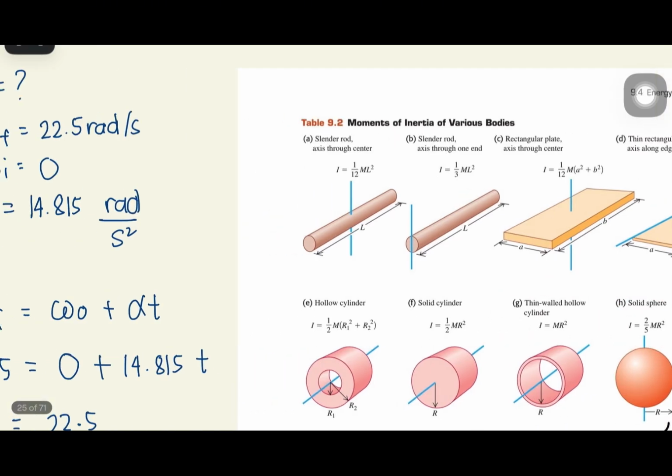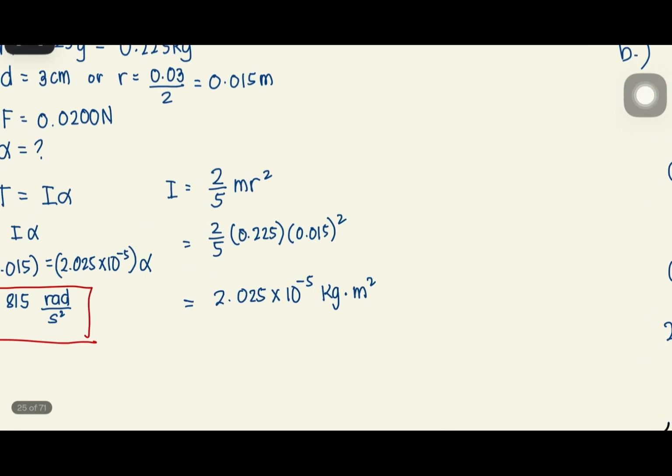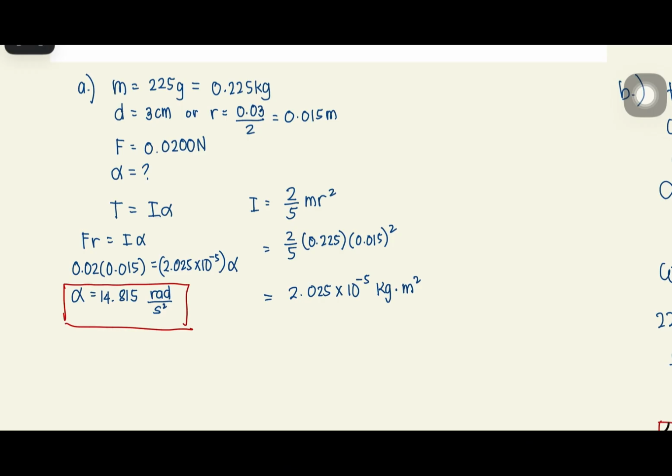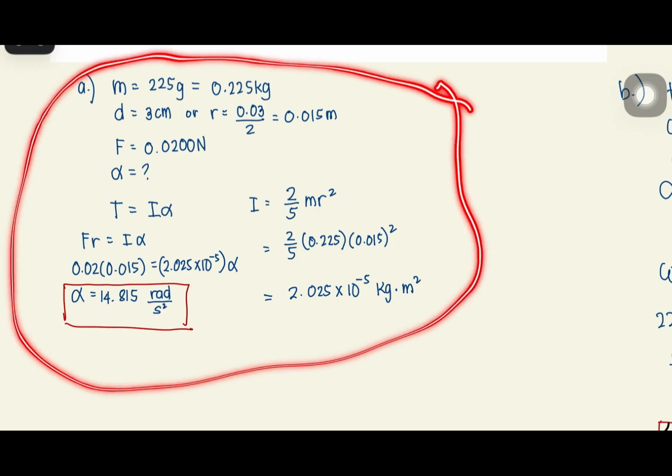2/5 mr squared. So, back to our equation. Ito na yung makukuha nating I. So, substitute nyo lang yung given na mass ng sphere at saka yung radius niya. Yung I is equal to 2.025 times 10 raised to negative 5 kilogram meter squared. Then, substituting back to our equation, yung unknown alpha natin nakuha equals to 14.815 rad per second squared. So for part A, this is our solution.